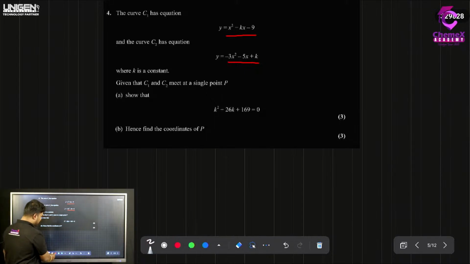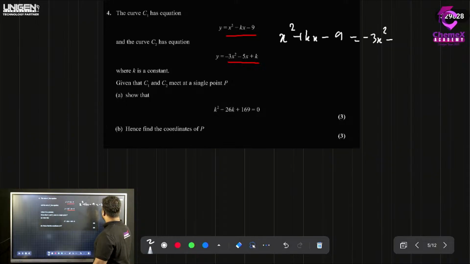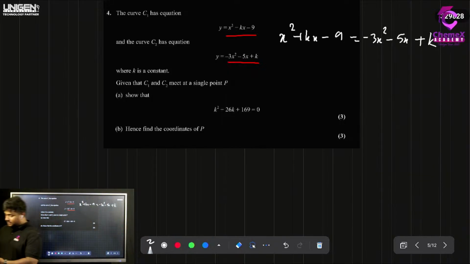Yes, that's correct. So if I equate those two, I'm going to get x squared plus kx minus 9 is equal to minus 3x squared minus 5x plus k. So that's the equation you get. So how do you solve this afterwards?